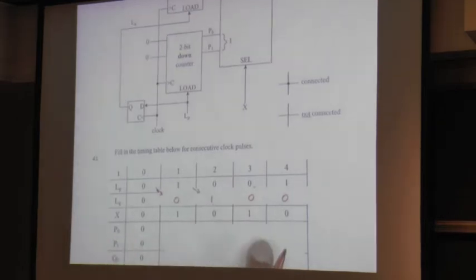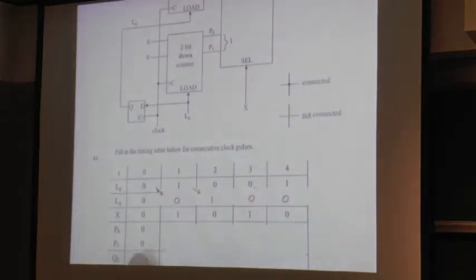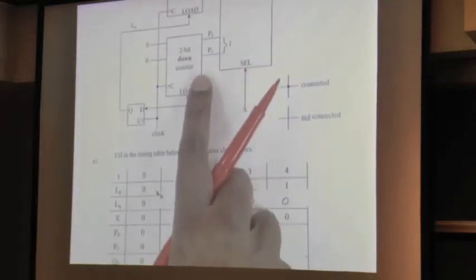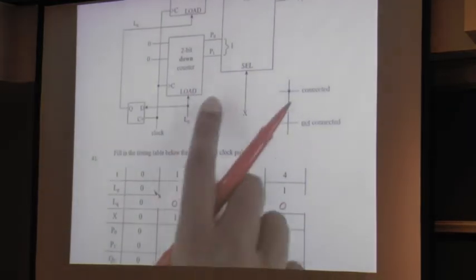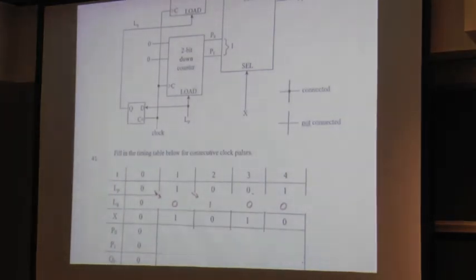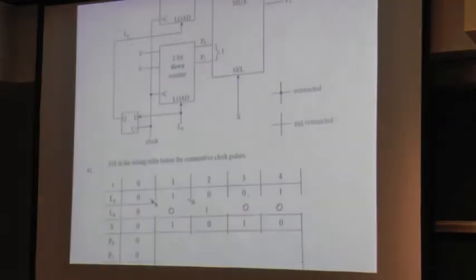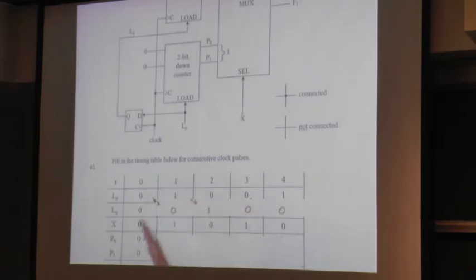So we can ignore X for the moment because we're not at the mux, but we can investigate what P0 and P1 are doing. So P0 and P1 are the outputs of the down counter. They started off at 0, 0. And so one of two things can happen, right? You can either count down from your previous value, or if the load signal was high, it gets replaced, it gets loaded in with 0, 0. Okay, so for time 1, we have to look, we were at the value 0, 0. Do we load or not?